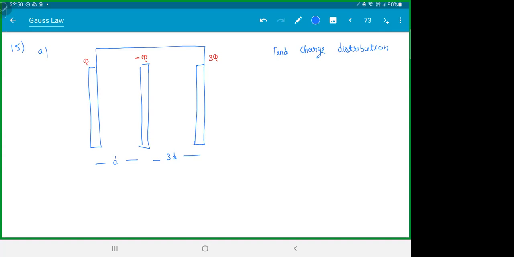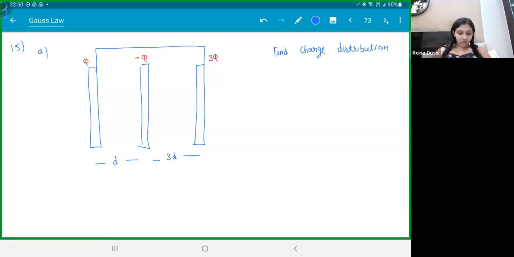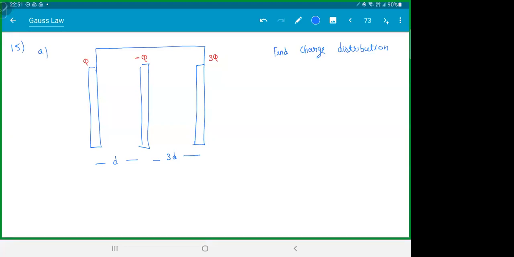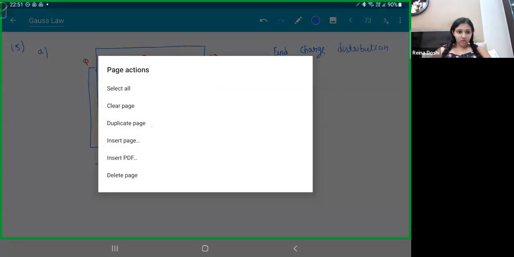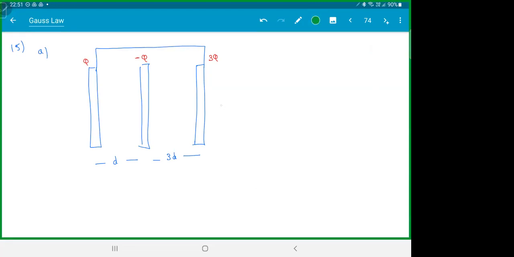Outside will always be total by 2. वो तो doubt ही नहीं है. हाँ Reena, outside will be how much? So I thought it was 3Q by... Total by 2. Yeah, total by 2, 3Q by 2. Right. तो बाहर होगा Q total by 2. 3Q by 2. This is always fine.